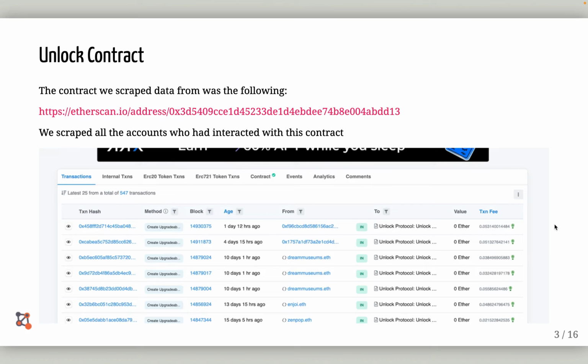Okay, so what did we do? This is just a high level. This case study doesn't cover the details of the data scraping. We have some others where we talk more about that. This is more the downstream analysis, given that we already have the data, but I just wanted to give you a quick overview. We scraped the data from the following contract address and looked at the accounts that had interacted with this contract, and that gives us an idea of how widespread the usage of the Unlock Protocol is.